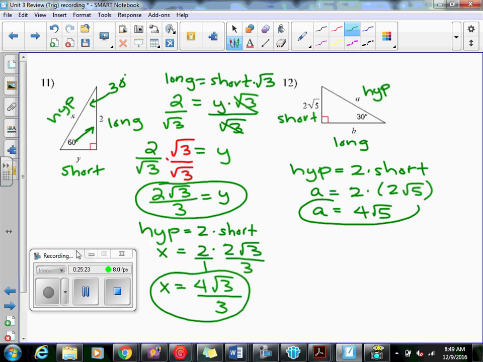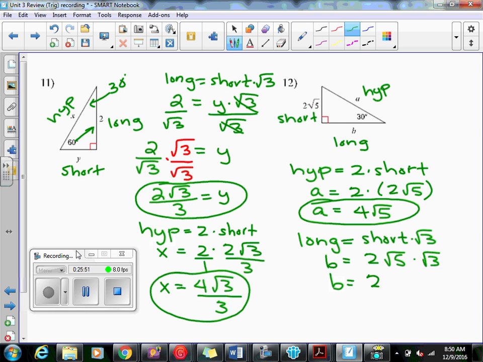That's A. B is the long leg, so write that formula in words. Long equals the short times the square root of 3, excuse me. When you plug in, the long leg is B. The short leg is 2 times the square root of 5. And we're going to multiply that times the square root of 3. Now, if you remember, I told you you can multiply numbers with numbers and radicals with radicals. So B will equal 2 times the square root of 15.